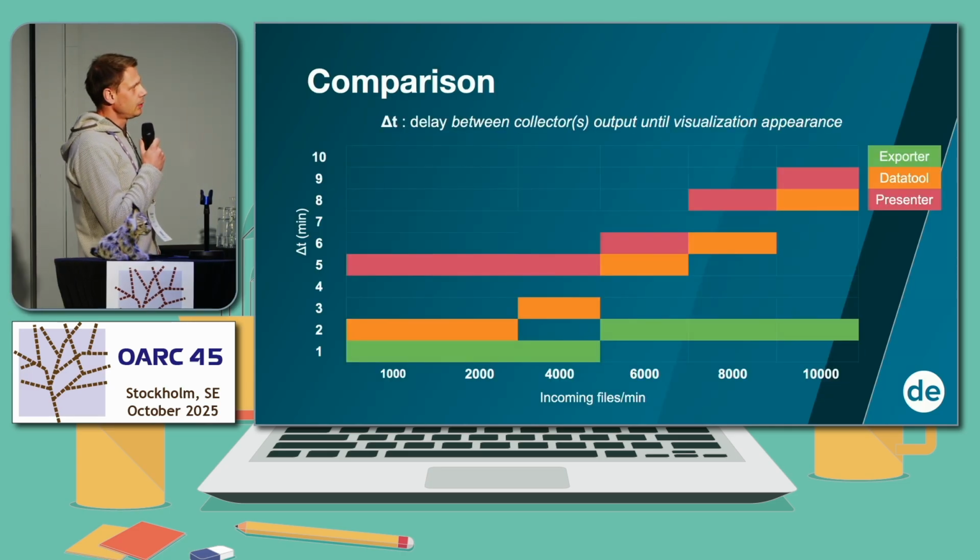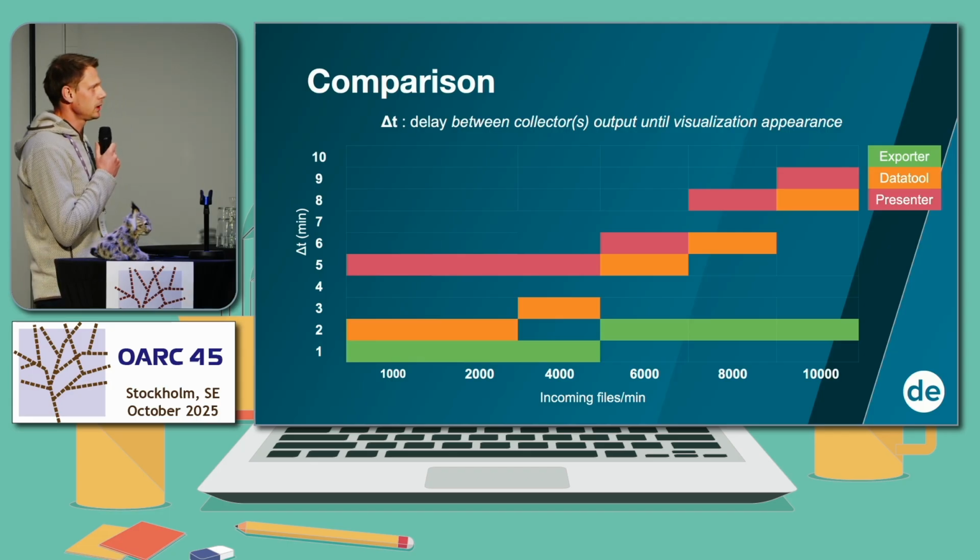Here is the same thing in a table. Using the DSC data exporter tool, you stay below the 2 minutes. The data tool is a bit higher, but also good. And the DSC presenter took the most time because it collects data and reorders it according to timestamp, and this takes some time during the initial setup.